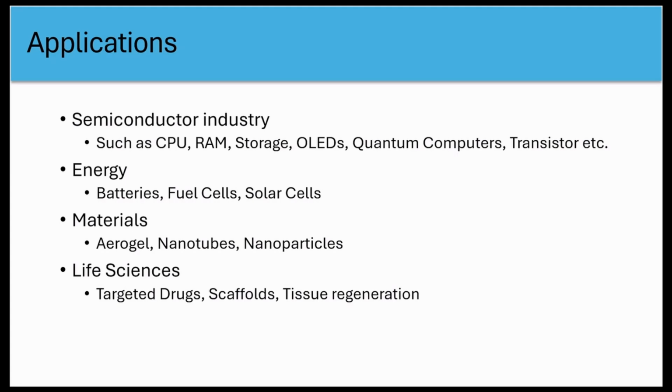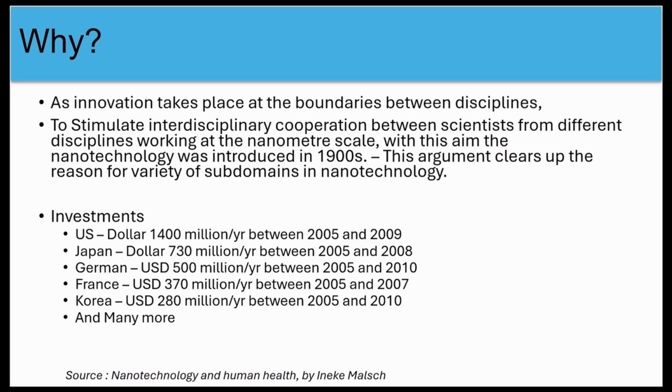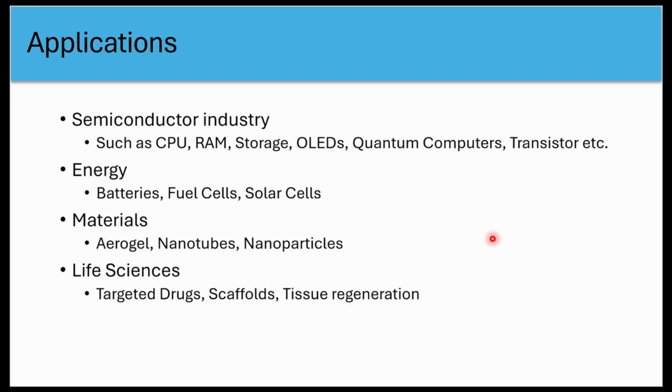Applications, let's come into that. As we were talking about investment, what came out of it is that nanotechnology has a transformative impact across multiple sectors. So let's see what sectors it has. In the semiconductor industry, it underpins the miniaturization and enhanced performance of essential components like CPU, RAM, storage, and transistors. You can see Moore's law. The transistor is predicted to get smaller and smaller, increasing computational power.